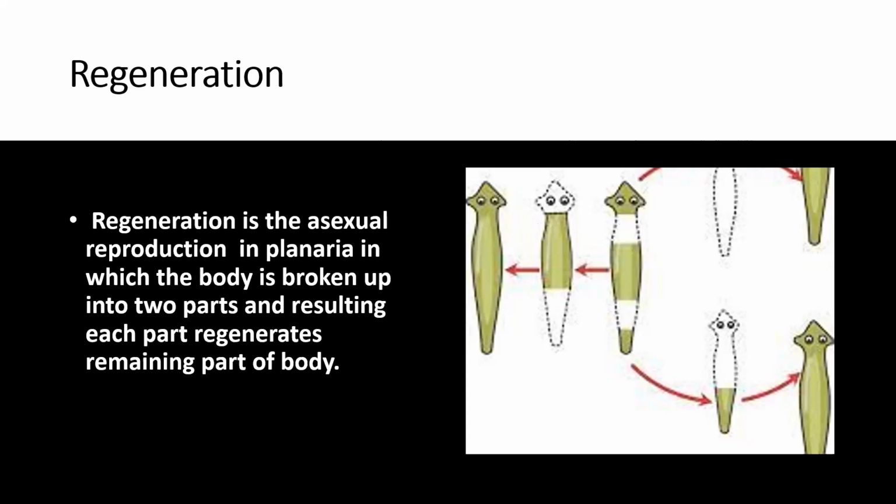If only you have the head, this head will regenerate the remaining part of the body and a new organism is formed. If only this part of the body is there, this also has the ability to regenerate and form a new organism. If only this part is there, this part also has the ability to regenerate and form a new organism. So regeneration is the asexual reproduction in planaria in which the body is broken up into parts, and each resulting part regenerates the remaining part of the body.